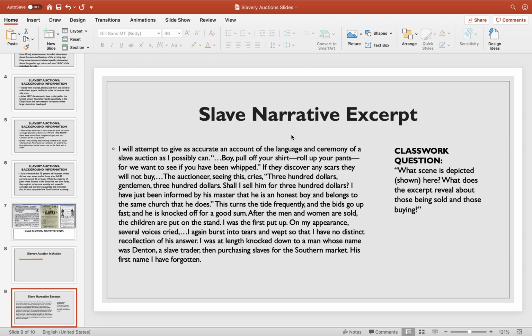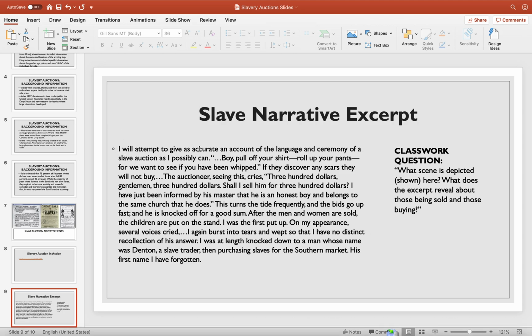So here is an excerpt of a slave narrative. Your classwork question is going to be based on this excerpt. It's going to ask what scene is depicted or shown here, and what the excerpt reveals about those being sold and those buying. In other words, what is shown here? What is this painting a picture of? What is being talked about here? We're going to read it, and we're going to try to answer this question.